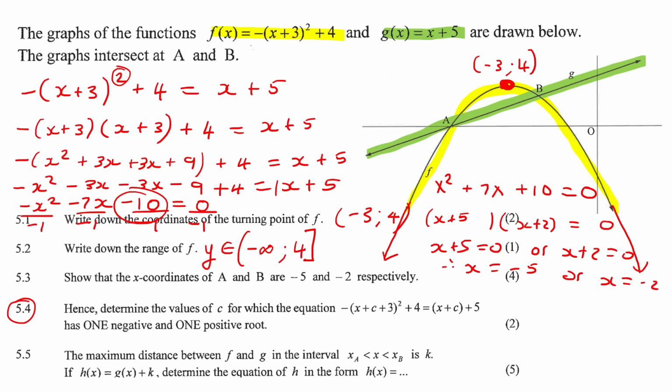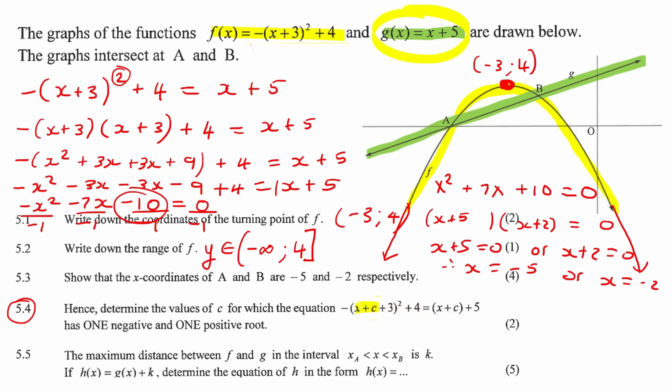So, determine the value of c for which this ugly equation has 1 negative and 1 positive root. Okay, let me explain. Now, listen up carefully. Can you see that this part over here is the same as this over here, but all that they've done is they've added the plus c over there? All right, and then this part over here is the same as this part over here, but all that they've done is they've added the plus c with the x.